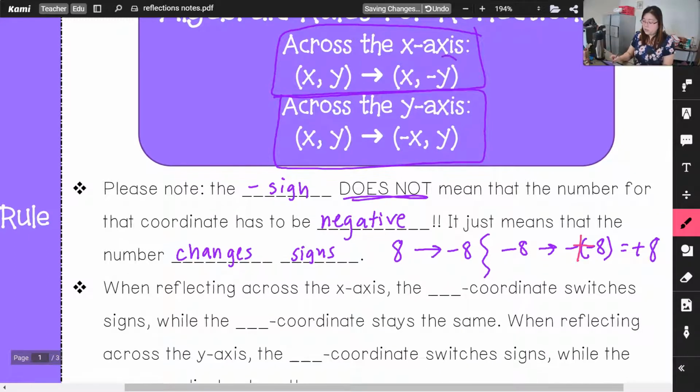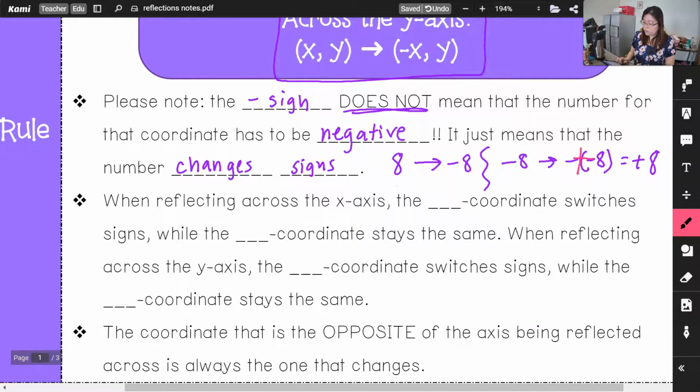So this negative in the rule here and here, this just means that if the number is originally positive, it becomes negative. But if the number is already negative, then it just flips and becomes positive. That's all. The number isn't always going to be negative, it's just going to change signs from whatever it started with. Okay?